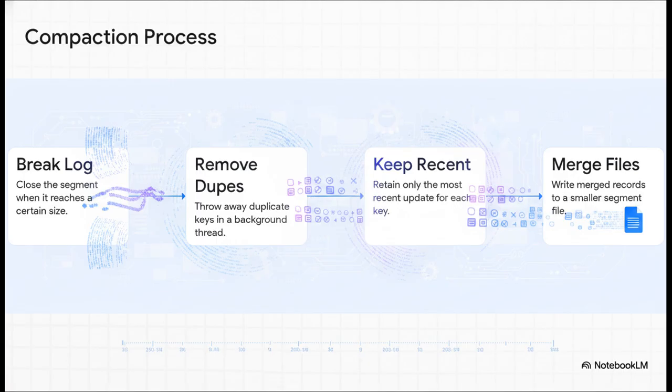Then, running quietly in a background thread, so it never interrupts your active reads and writes, it goes through and throws away all the duplicate, outdated keys, keeping only the absolute most recent update. Finally, it merges these cleaned-up records into a brand new, much smaller segment file. Once that's done, the old, bloated files are safely deleted.